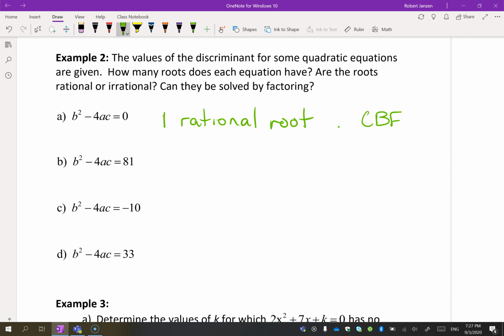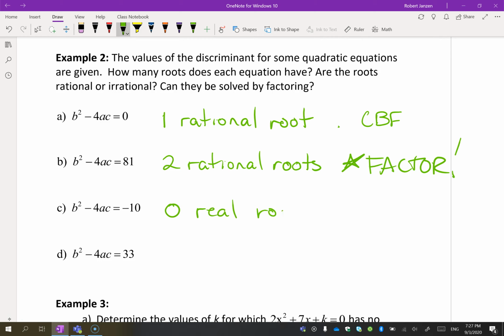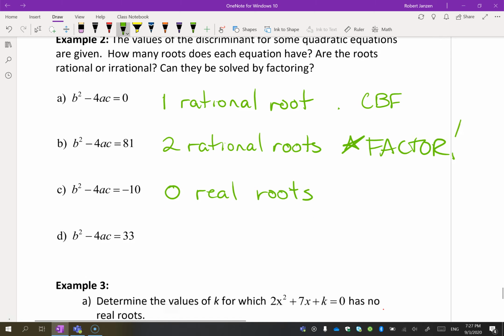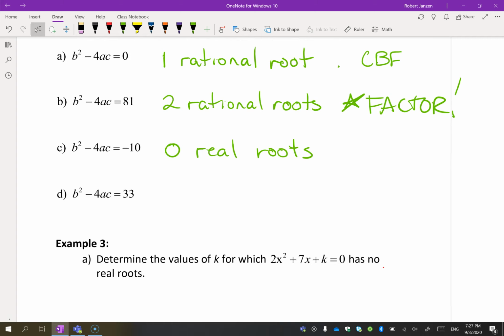Okay, 81. Positive, perfect square. 2 rational roots. And this one you can factor. The discriminant is negative, 0 real roots. You can even say 0 roots because we're not going to deal with imaginary numbers. Here, positive, so 2 roots, not a perfect square, so irrational. Okay. Hopefully that makes sense.